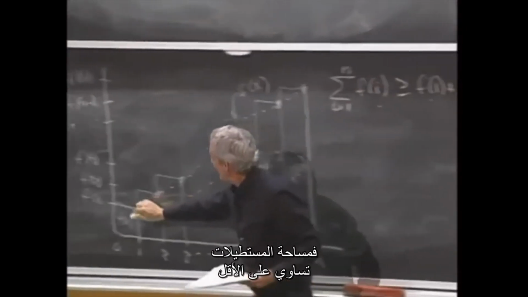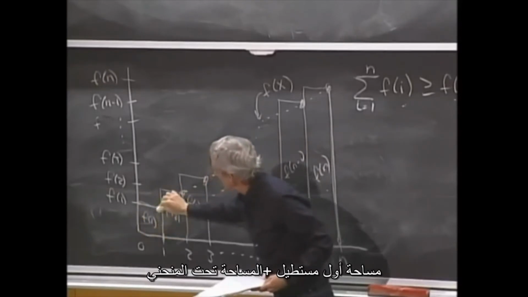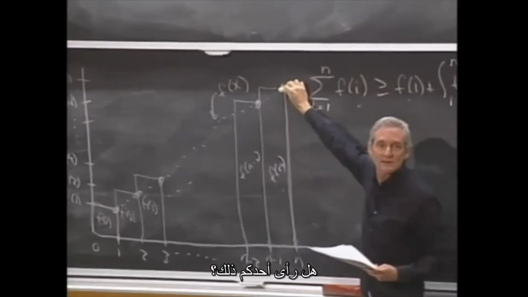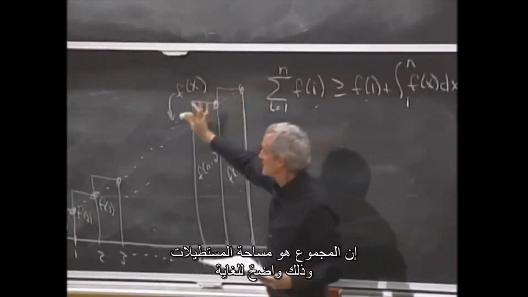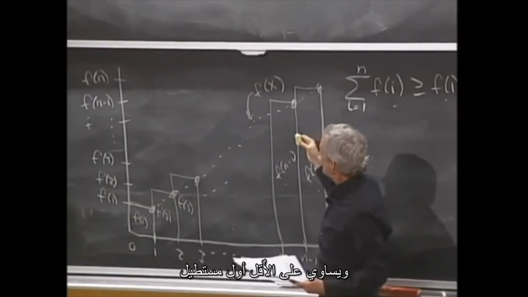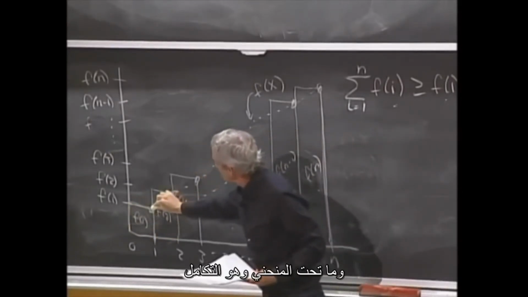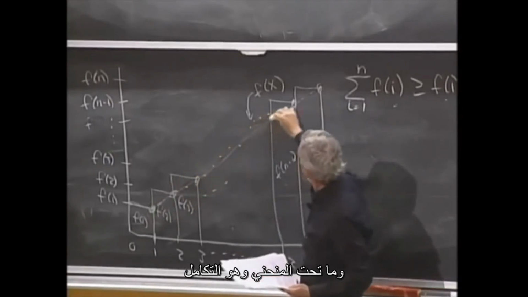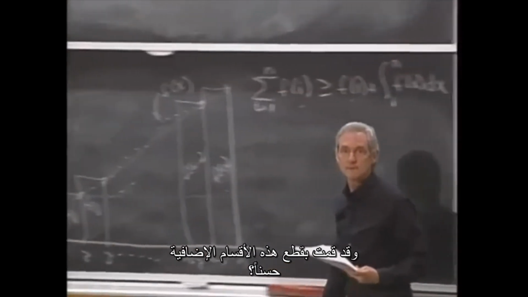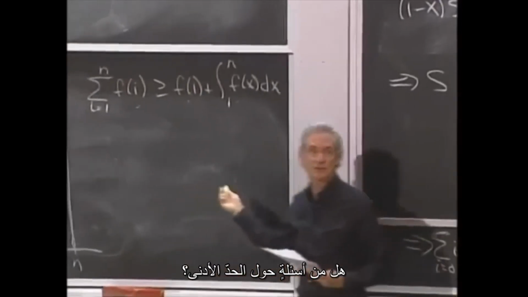What I'm saying is the area in the rectangles is at least as big as the area in the first rectangle plus the area under the curve. Does everybody see why that is? I'm saying the sum is the area in the rectangles. That's pretty clear. And that is at least as big as the first rectangle, f of 1, plus the stuff under the curve, which is the integral. And I've chopped off these guys. That's extra. Is that all right? It's a lower bound? Any questions on the lower bound?